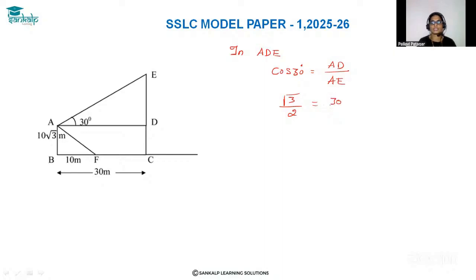So 30 divided by AE. So simplify this. So AE is equal to 30 into 2 is 60 divided by root 3.